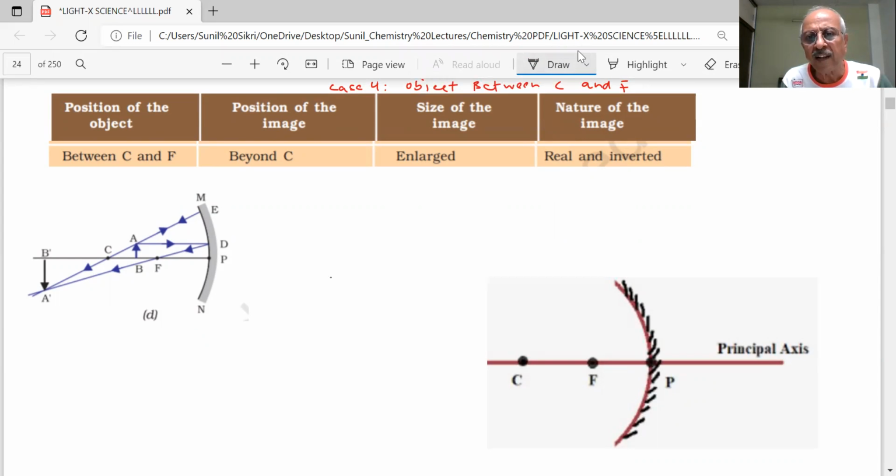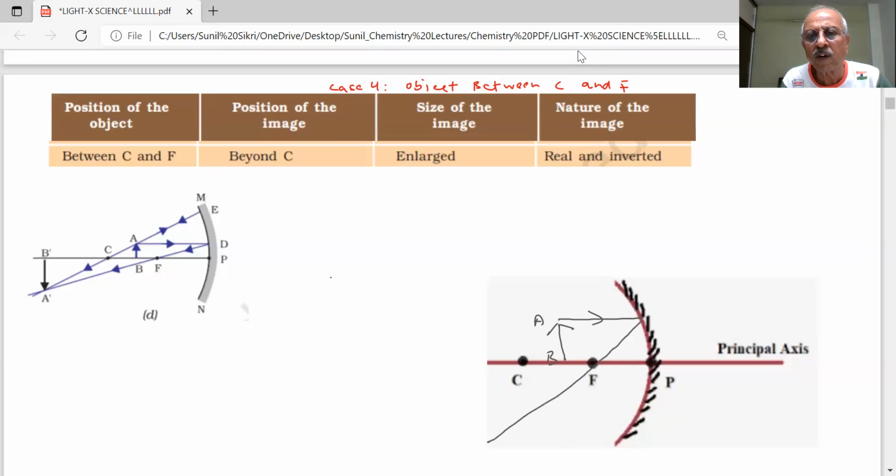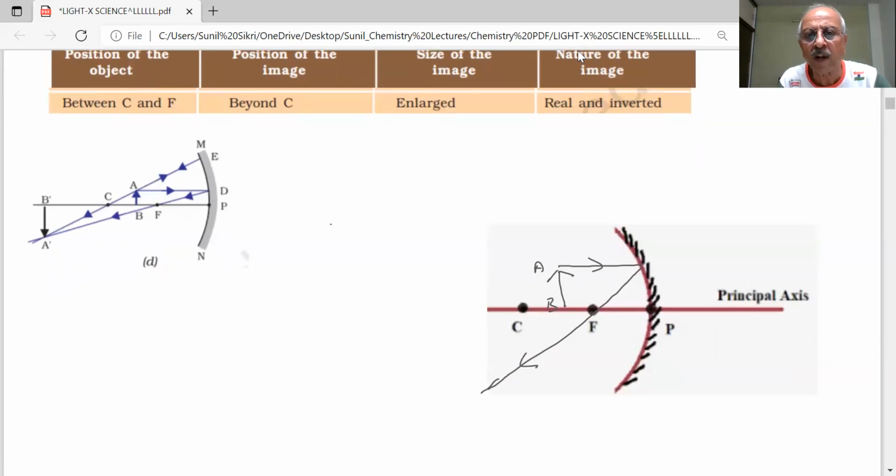This is my focus and this is C. Your object is at this point, A and B, students. First rule: I always use a ray parallel to the principal axis. It passes through the principal focus. Okay, this is the first rule I use, students.